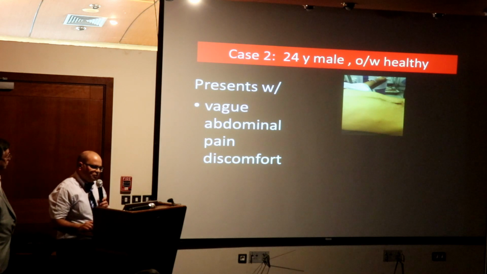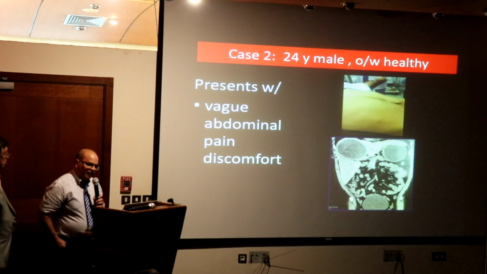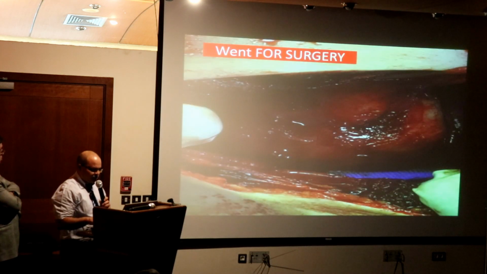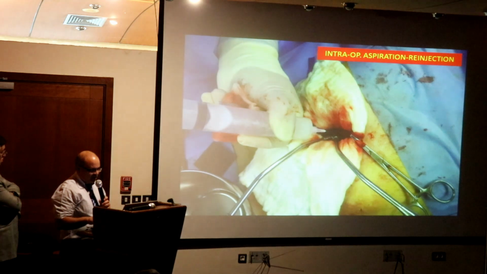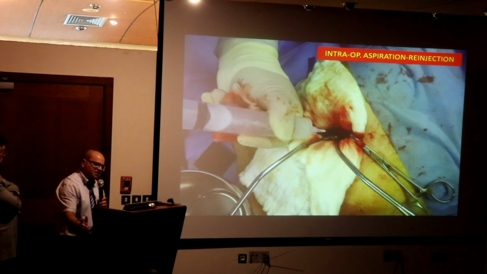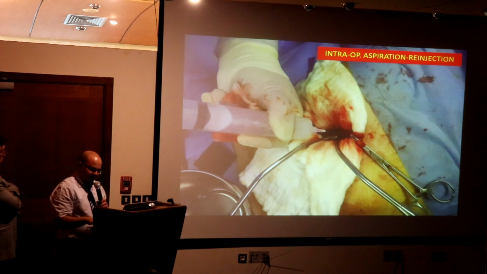This is a 24-year-old male that was otherwise healthy and presented with vague abdominal pain, and his CT showed a big hepatic as well as a splenic hydatid cyst. Went to surgery. That's what it looked like grossly. And here's PAIR, puncture aspiration. It's a procedure whereby we aspirate the contents of the cyst, inject a scolicidal agent to kill the actual parasite, such as alcohol or hypertonic saline, 20%, and then re-aspirate.